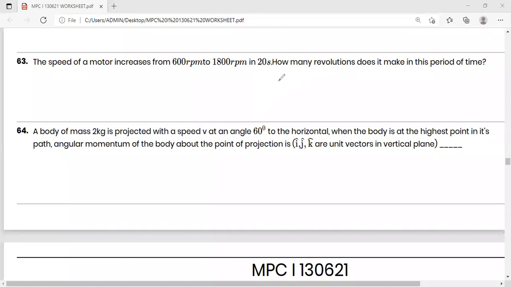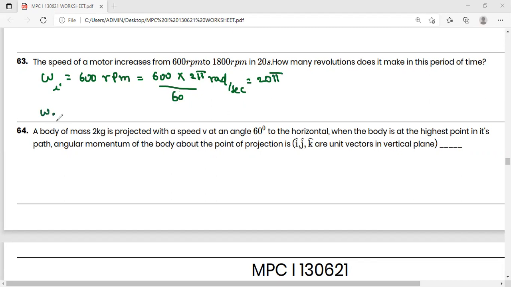Question number 6. The speed of a motor increases from 600 rpm to 1800 rpm in 20 seconds. How many revolutions does it make in this period of time? So, first of all, you write the given information, that is initial angular speed is 600 rotations per minute. You better write in terms of radian per second only. So 600 into 2 pi radian for one rotation per 1 minute, in the sense 60 seconds, in terms of radian per second. What is the answer then? 20 pi.